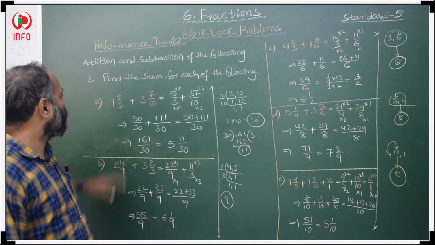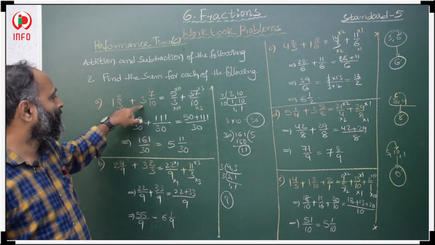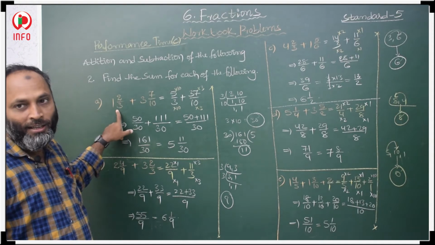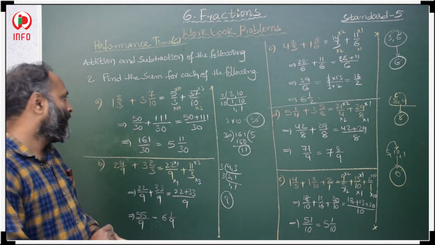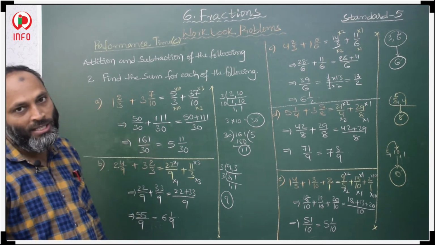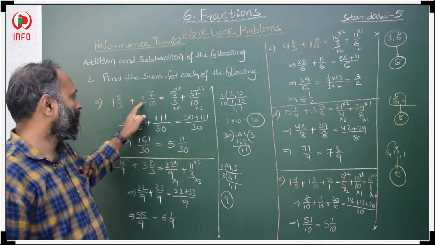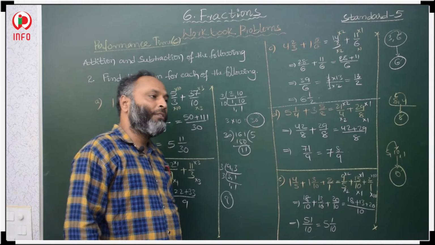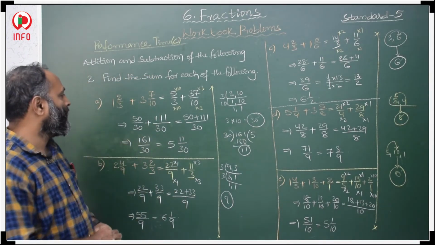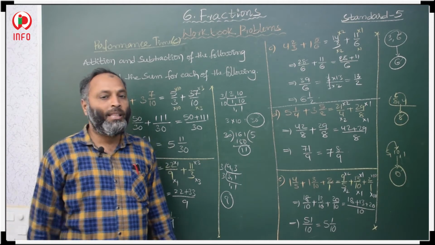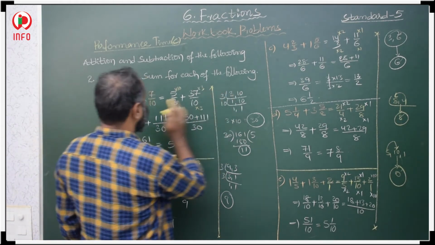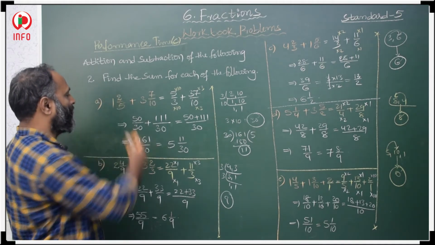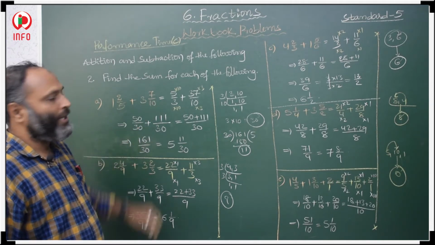Now students, see here, in the first question we took 1 2 by 3 plus 3 7 by 10, but in the textbook 1 2 by 5 is there. According to that you have to do. If you take 1 2 by 3 plus 3 7 by 10, this is the method and this is the LCM. But if 5 is there instead of this 3, 1 2 by 5 plus 3 7 by 10, then what do we have to do?